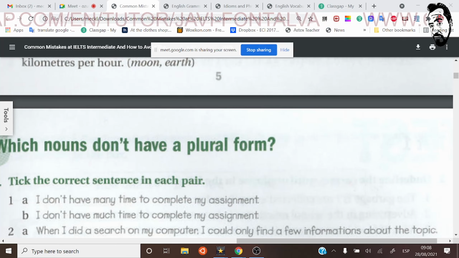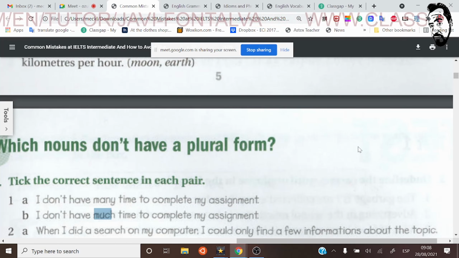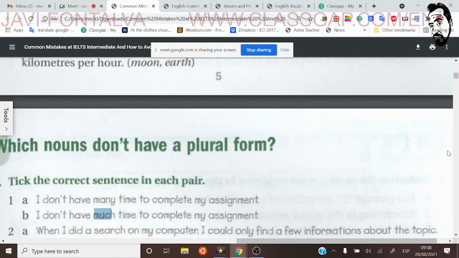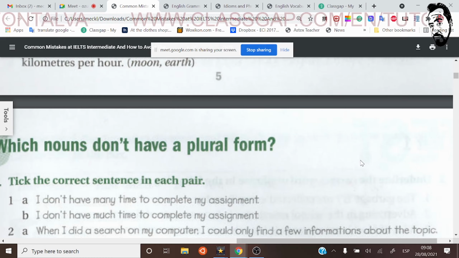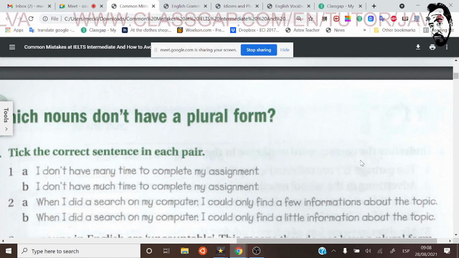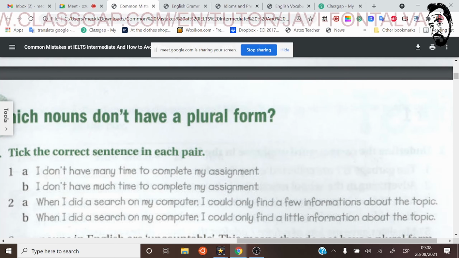Okay, so in this example here, in number 1, we'll talk about seconds, a minute, an hour. So it has to be B. Okay? I don't have much time. Yes. Here. I don't have much time. Okay?